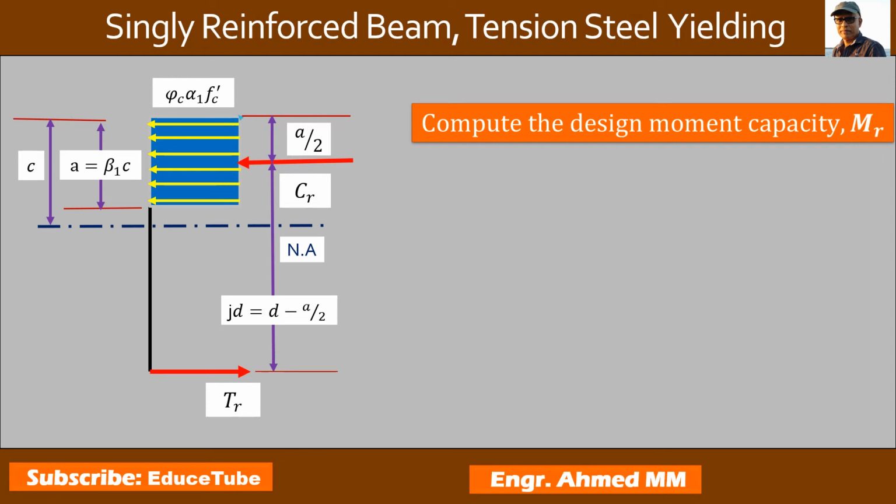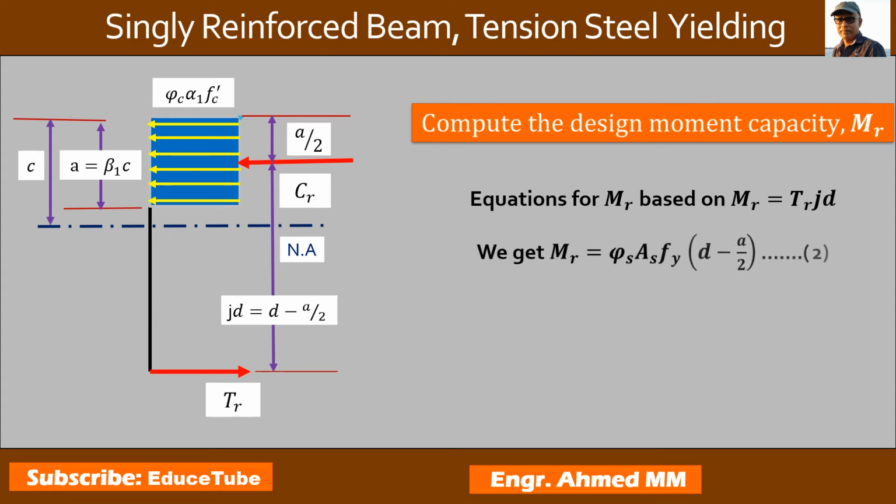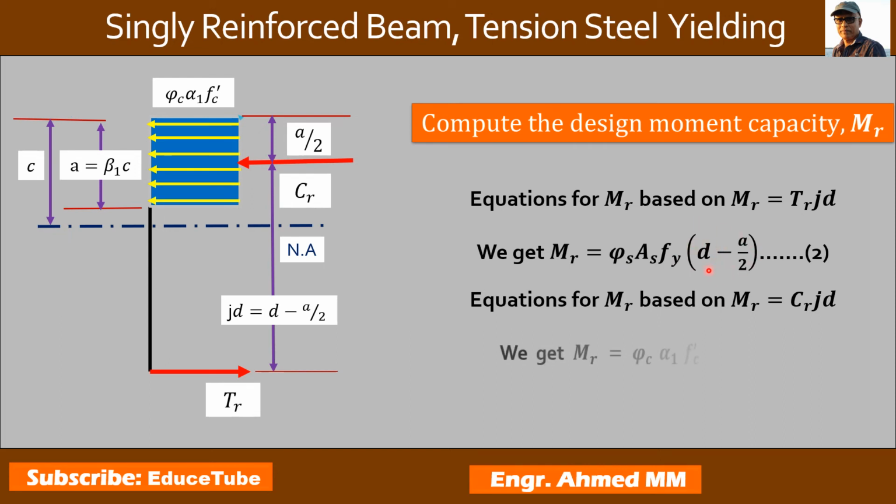Compute the design moment capacity, Mr. We know what Mr is. To find the equation for Mr, we can use Tr jd or we can use Cr jd. Same thing. All the parameters you can see here in the equation for Mr, we already know, and we know how it comes, and this is the lever arm. For Cr we can also write the same way, d minus a by 2. Now, we know the equation of a, so we will substitute the equation value of a here. So let's see.